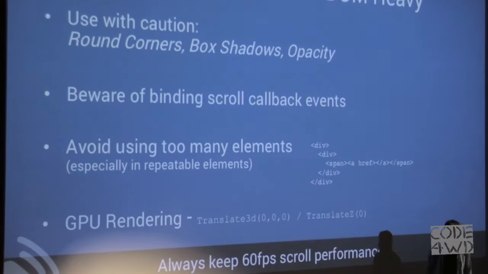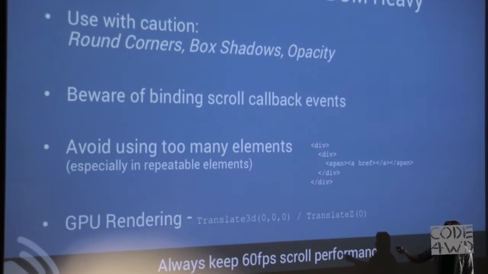And also, there are all kinds of tricks in HTML. One is to use GPU rendering. All modern browsers, I think even Internet Explorer, enable GPU rendering. You can trick the browser into thinking that you need to render something in 3D. Automatically, it transfers that to the GPU. So in this case, just use translate3d(0,0,0), which doesn't change the UI, but forces the browser to move that to the GPU.